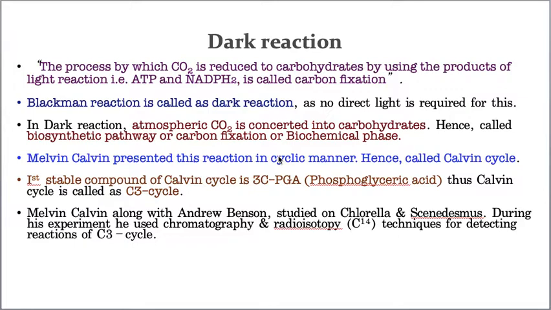Now I wanted to tell you that in the dark reaction the atmospheric carbon dioxide is converted to carbohydrates with the help of the end products of the light reaction. What are the end products of the light reaction? Just in yesterday's class I told you, so you must remember this. The end products of the light reaction are ATP and also NADPH. So both ATP and NADPH are the end products of the light reaction. Now these end products of the light reaction act as the energy sources for the dark reaction.